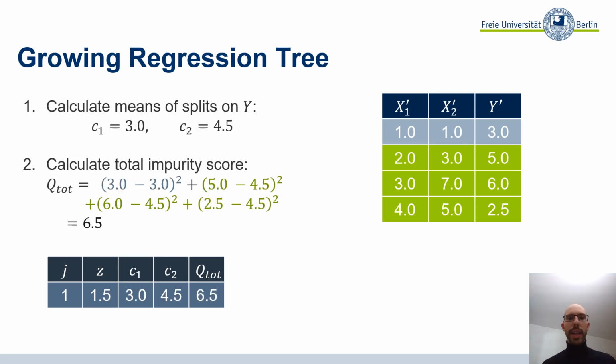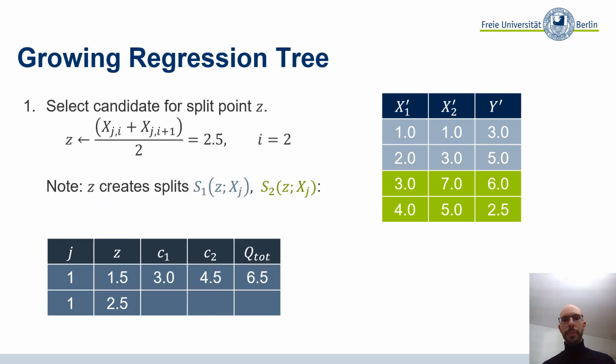And now we calculate the means for those respective splits. So inside this region, we only have one of our training data points. So the mean of the split here is just 3.0. And over here, well, we have three data points and the mean of these data points is 4.5. So we calculate the total impurity score for our respective C1 and C2, and we end up with a total impurity score, or a total loss for that split, of 6.5.